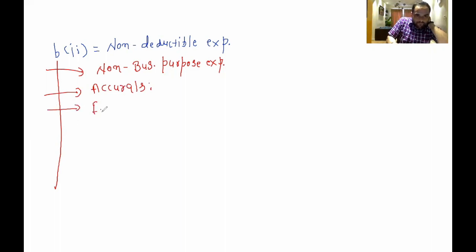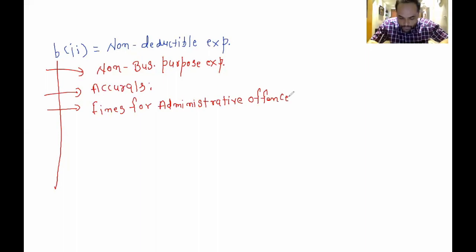Next is fines for administrative offense. Any kinds of fines that you have paid for administration, like any kinds of legal fines. For example, take the example of tax payments. You take too much time to pay the tax, right? And then you have to pay a fine. So of course that fine is a business expense because it belongs to the business. But that will not be treated as your deductible expense.